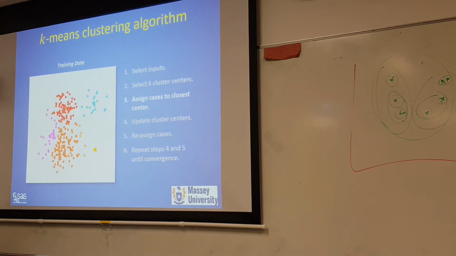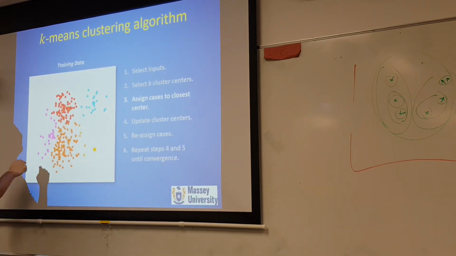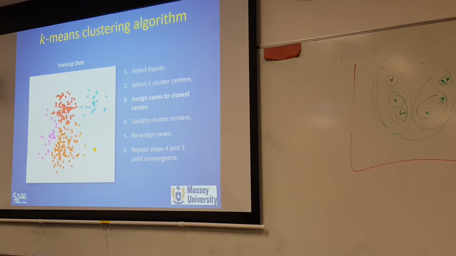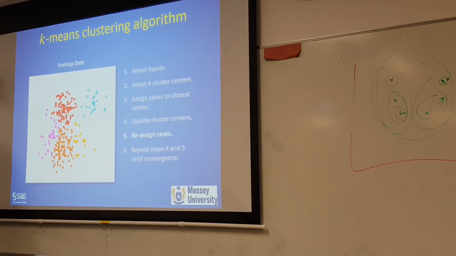Because now that you've assigned these points to a class, you can recalculate what the actual center of those data points is. I can calculate the centroid of the blue points, the centroid of the red points, and so on. So I can update my cluster centers. Once I've done that, I've shifted the centers, and I can look again at the data points and reassign them according to where the new centers are.